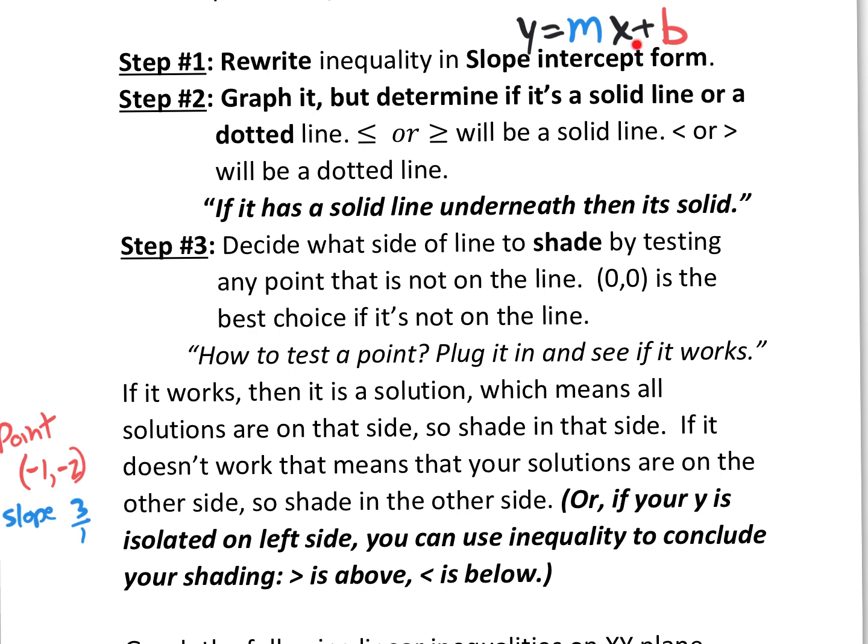Once you have it in y equals mx plus b, but of course you don't have an equal sign, you're going to have an inequality. You might have a less than or equal to, a greater than or equal to, or a less than or a greater than instead of the equal sign. Okay.